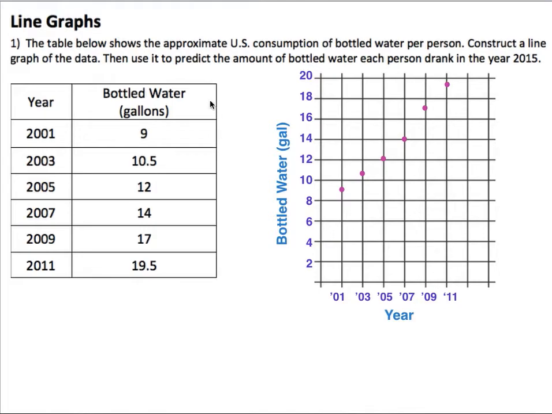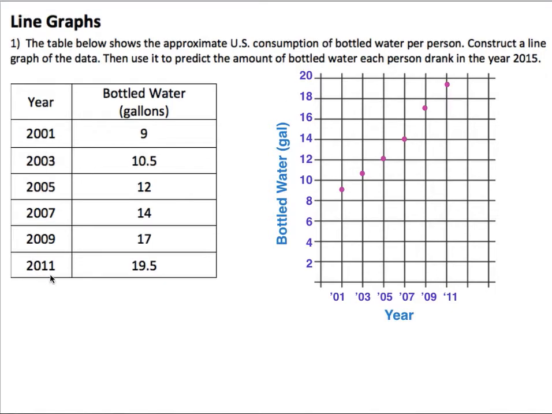Now, with any sort of word problem or problem where you have multiple sentences in the introduction, when you think you're done, go ahead and reread the question again to see if you've fully finished the problem. So yes, we did this part. We constructed a line graph of the data, but read the sentence. Now use it to predict the amount of bottled water each person drank in the year 2015.